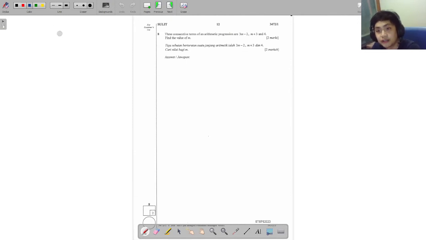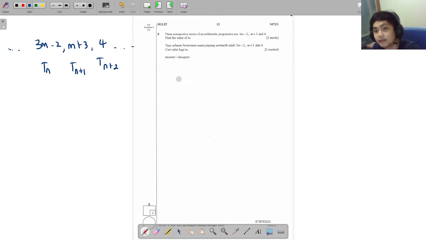So 3 consecutive terms of an arithmetic progression: 3m minus 2, m plus 3, and 4. Find the value of m. They are consecutive terms. They didn't tell us what position it is, but they are consecutive. So I can call this Tn, this Tn plus 1, and this Tn plus 2, right?